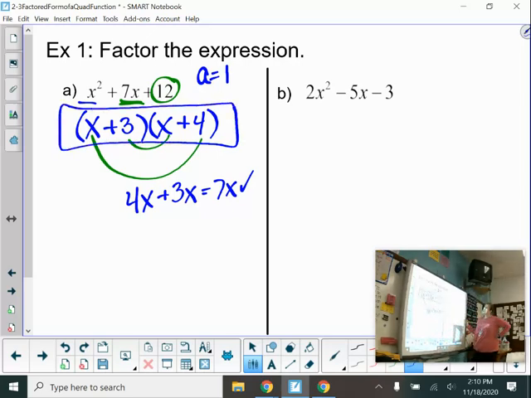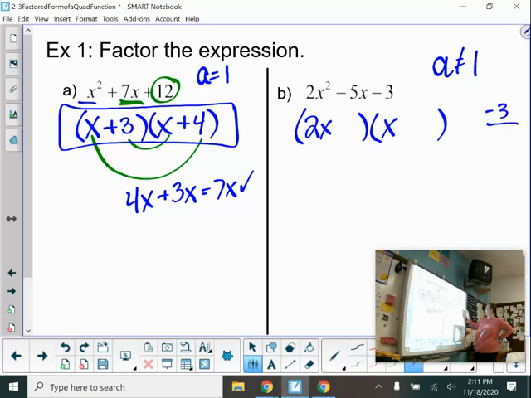Now B is a little bit more difficult because in this case, a is not equal to 1. So you're not just looking at the factors of the last term, which you should see there are no factors of -3 that would make a -5. But when you throw the 2 into the mix with multiplication, then it is going to be possible. So I am going to set out my 2x and my x. And now I need to consider factors of -3. With -3, those factors are going to be -3 and +1 or +3 and -1.